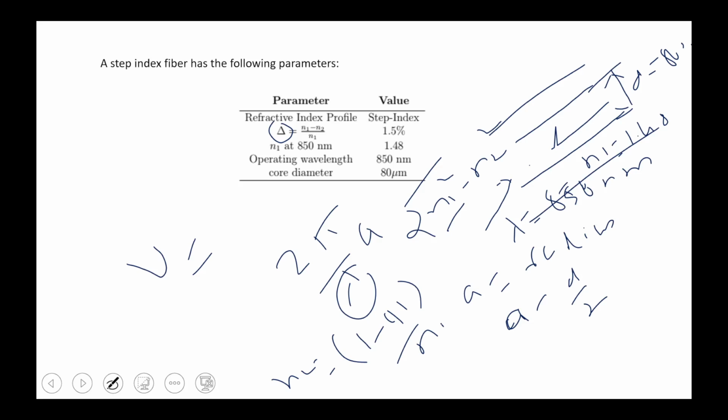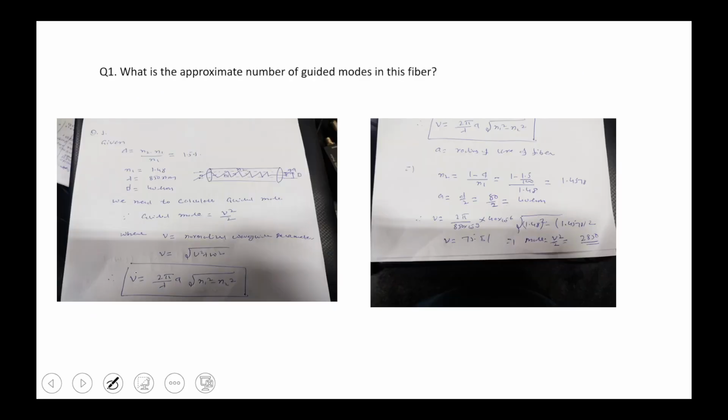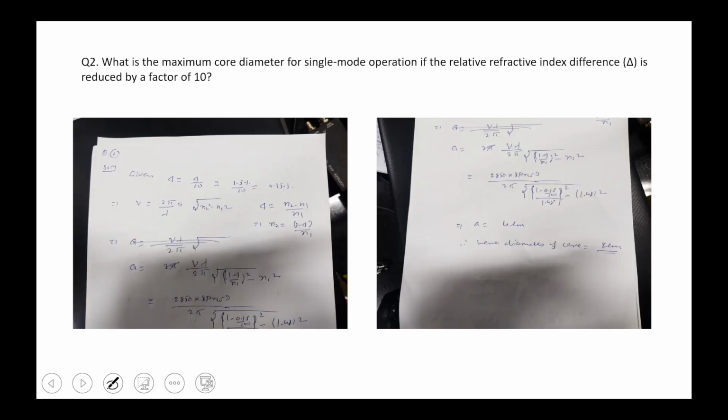The second question is: if my refractive index profile delta is reduced by 10 times, then what is the radius of that fiber in that case? You have to calculate it with V already given, so V should be the same in that case. Your delta should be reduced by 10, and then you have to calculate the radius of that fiber. So this is the second question.